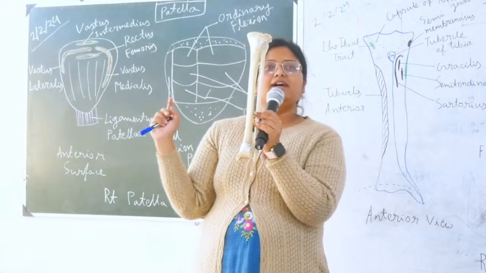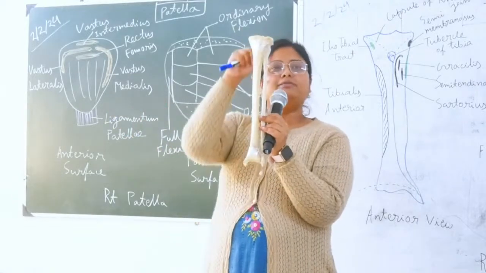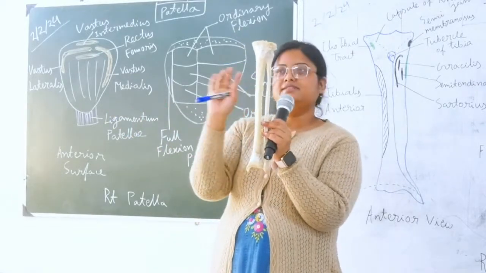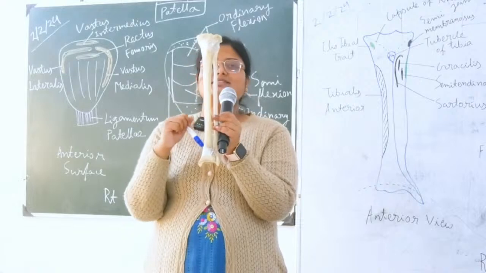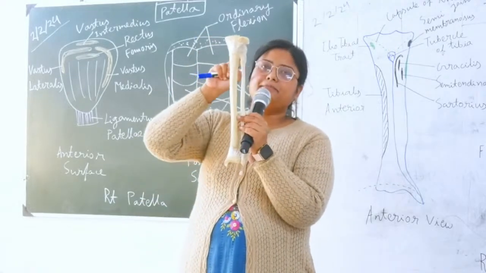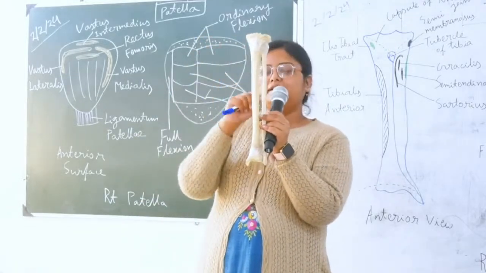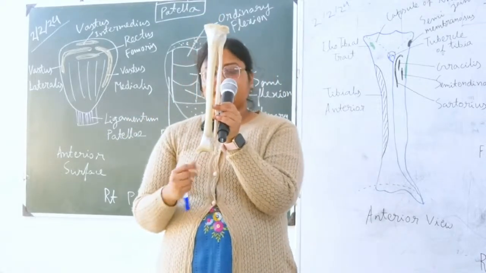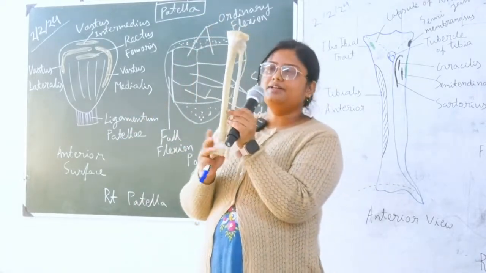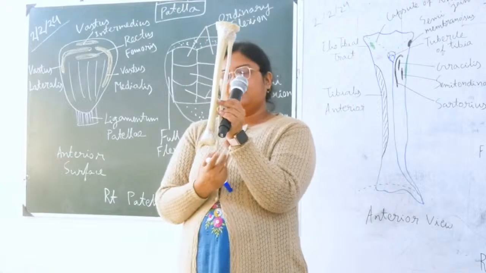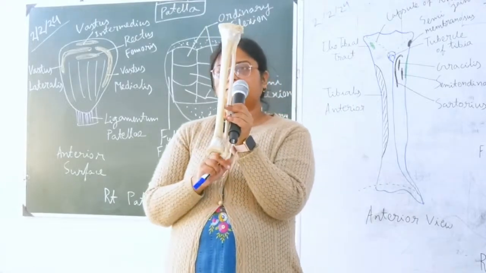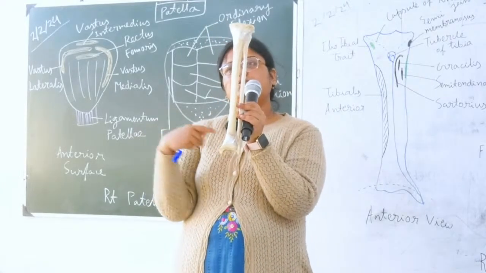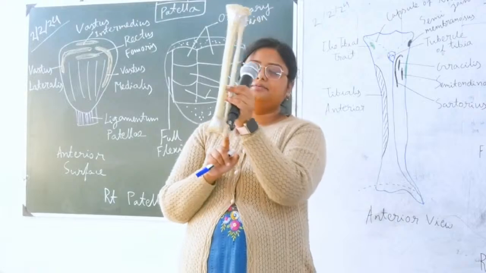In case of radius and ulna, upper and lower were synovial, the middle one was fibrous. But in this case, between tibia and fibula, the upper one is only synovial, the middle and lower ones are both fibrous. The lower one is formed by the fibular notch of the tibia and the articular surface of the fibula and connected by the interosseous tibiofibular ligament here.